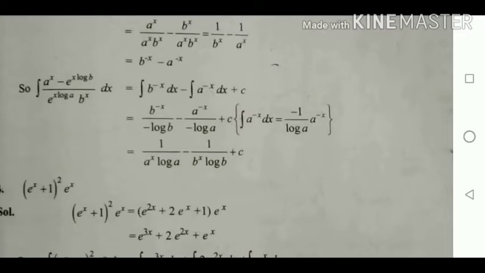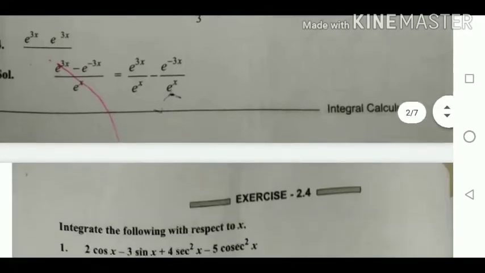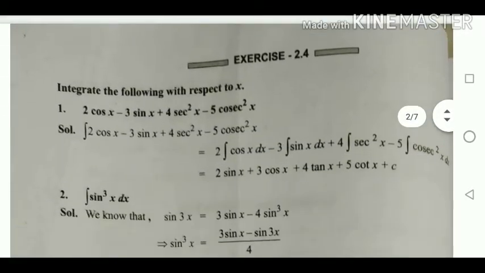Now we are going to the next model. The remaining sums are the same model. We are going to the next exercise now.